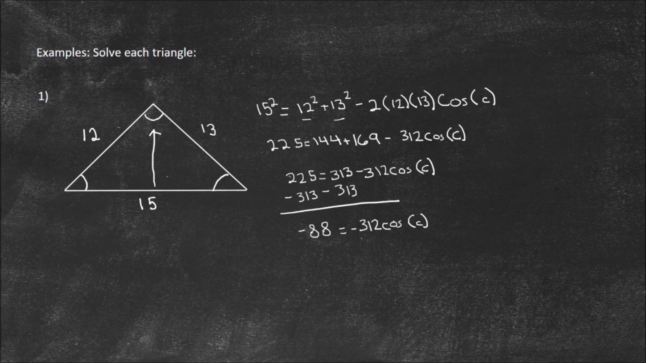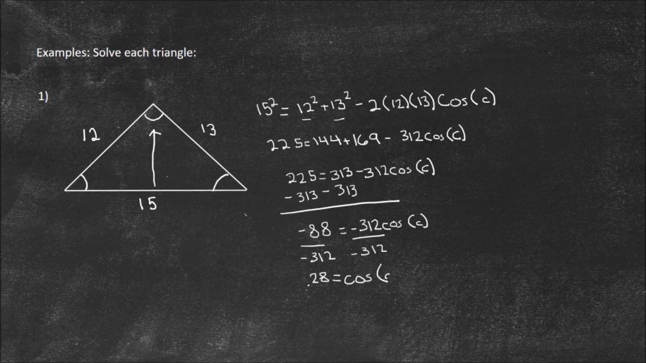Now I just need to divide to get the cosine of C by itself. So divide by negative 312. So negative 88 divided by negative 312 equals a positive 0.28. So 0.28 equals the cosine of C.